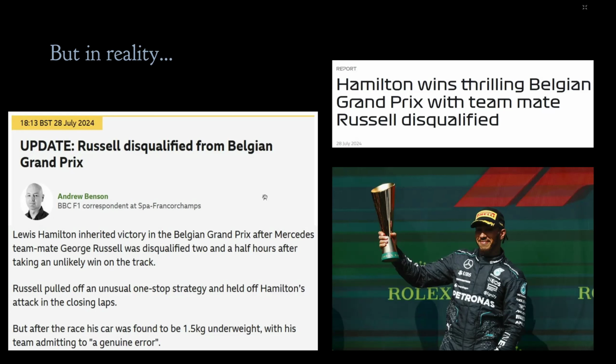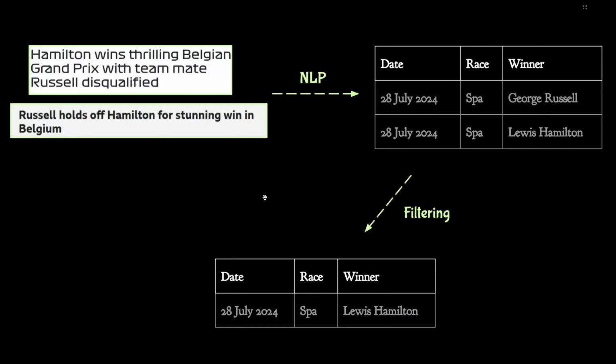So in the end, there were some updates, of course, new news articles that have been published that rectified the fact and said that in fact it's Hamilton that wins the Belgian Grand Prix last year. So what we see is that if you collect all of these news articles, you will have some conflicts in there, right? Some of the older articles will say that Russell actually won the Belgian Grand Prix. Some other articles will say that actually it was Hamilton that won it. And so we will have these different facts extracted.